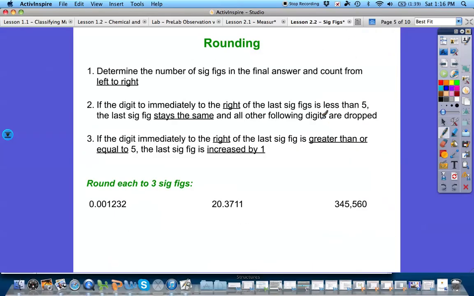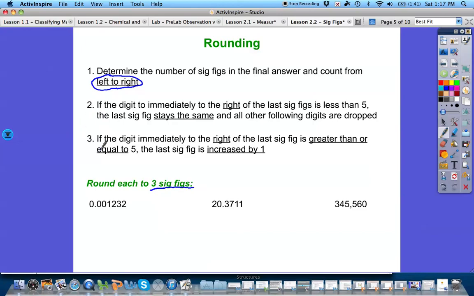When we're doing calculations, we have specific rules for that. So to round a number, we first need to determine the number of significant figures in the final answer, and then we're counting from the left of the number to the right, no matter if the decimal is present or not. So here in our examples, we want to round each of them to 3 sig figs. So that was predetermined for us how many sig figs we needed.